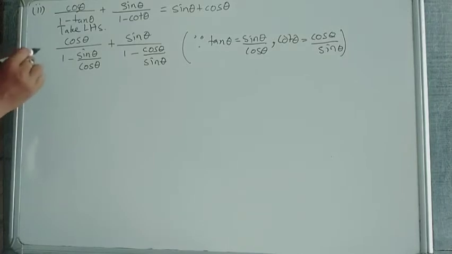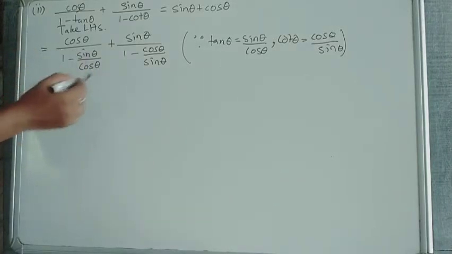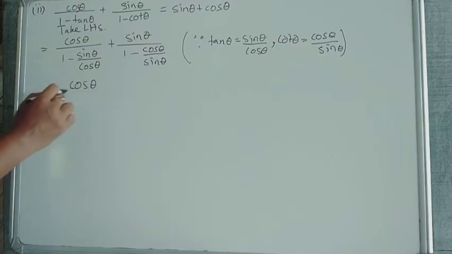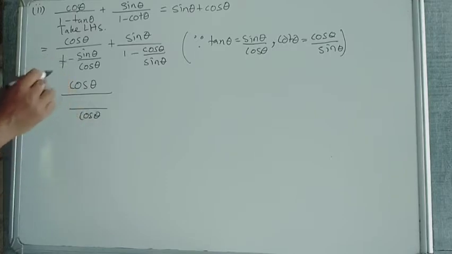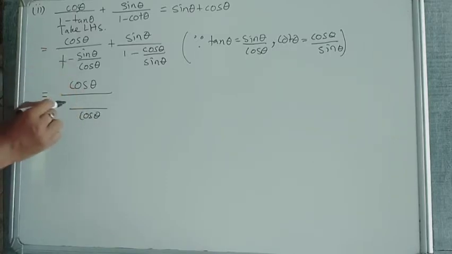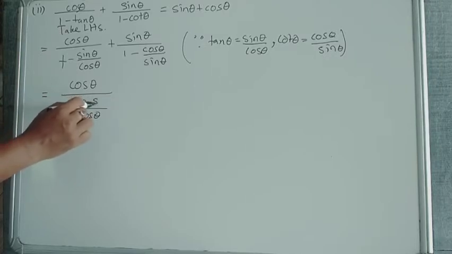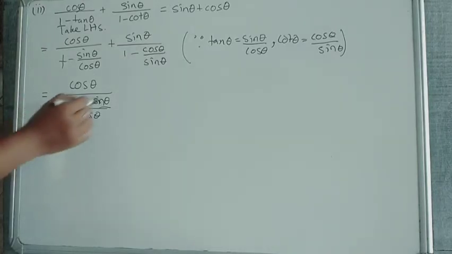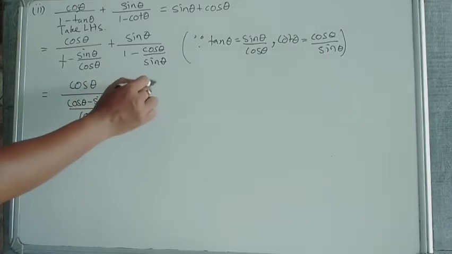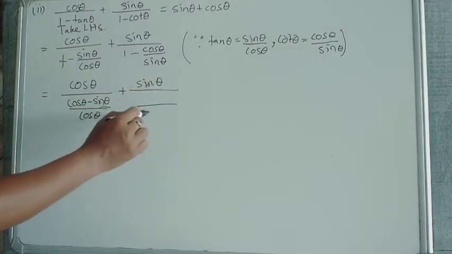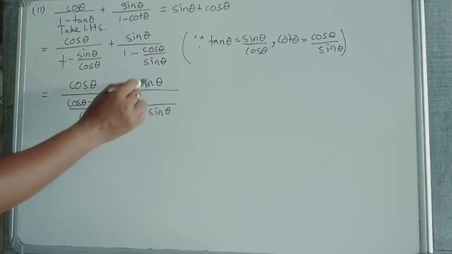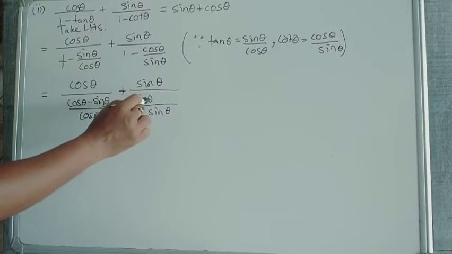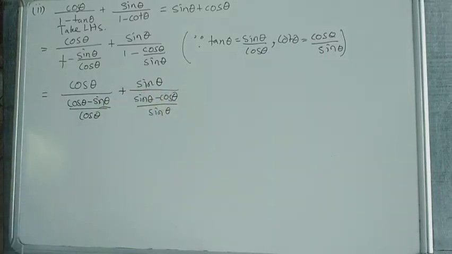So we have used that. Now LCM of this down part, upper we will not do anything. So here the LCM will be cos theta. There is nothing, means 1. So it will become cos theta minus sin theta. Okay, because it is the easiest LCM, you can do cross multiplication also. Sin theta by sin theta minus cos theta.